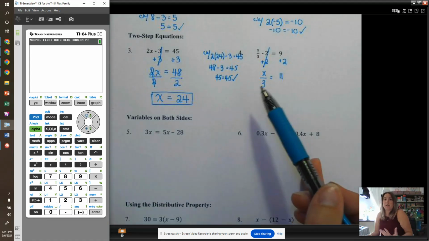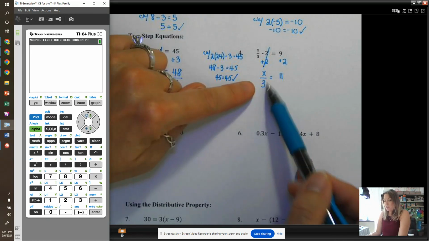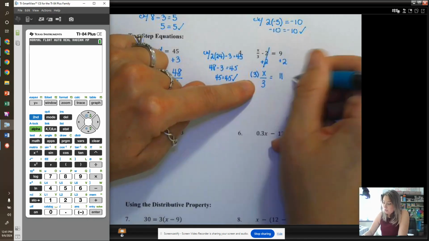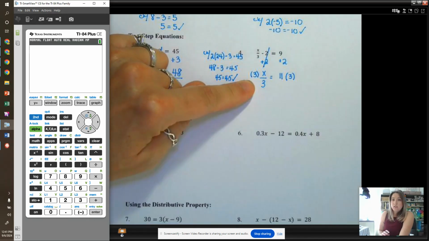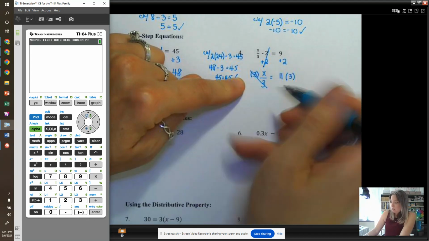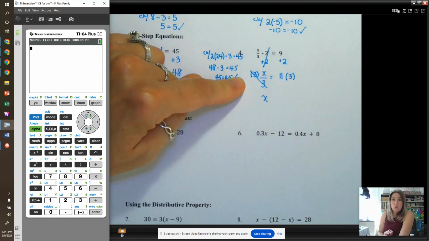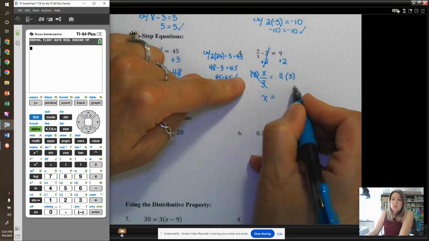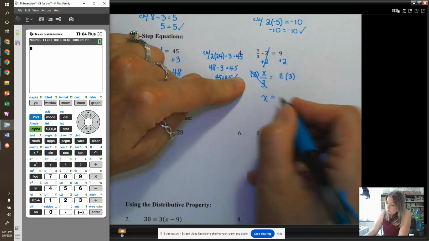It's multiplying by 3. So if I have this value in the denominator, I multiply both sides by that value. 3 divided by 3 cancels out to a 1x, which is the goal. And then we bring down the equal sign and we perform the operation over here as well. 11 times 3, 33.